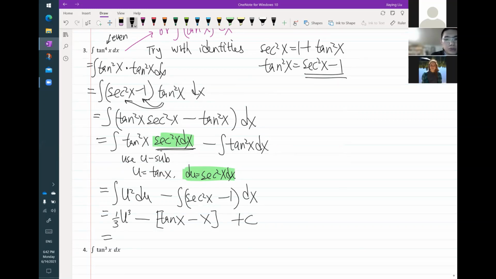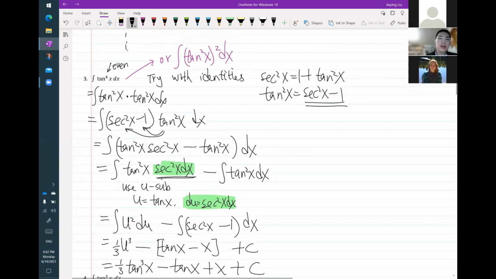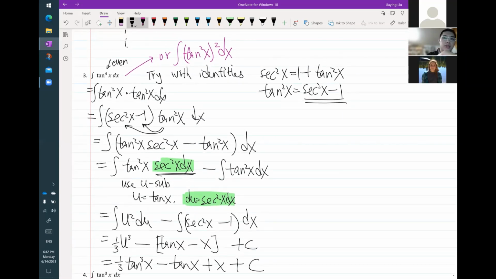The last step is just rewrite the u. So that's 1/3 u cubed is tangent cubed x minus tangent x plus c. This is just the way that the book has. Follow this way. But like I said earlier, if you were to follow the part I wrote in purple there to substitute for tangent square, you can just carry it out by writing it as secant square x minus 1 squared dx, and then expand the square, you get 3 terms, and then you can focus on integrating each one of them, because the first term has secant to the 4th power.